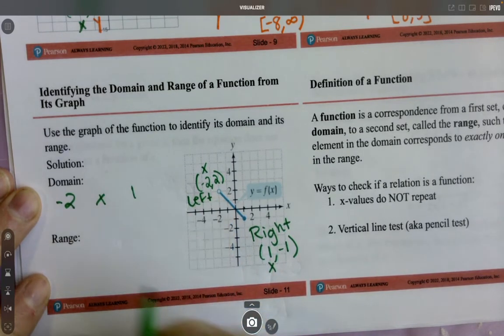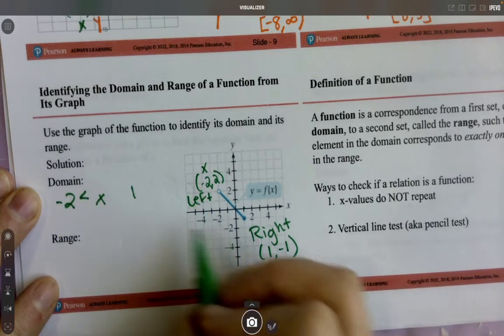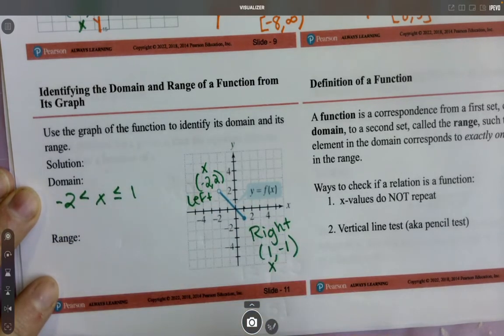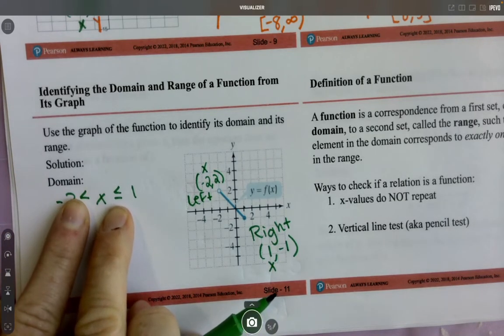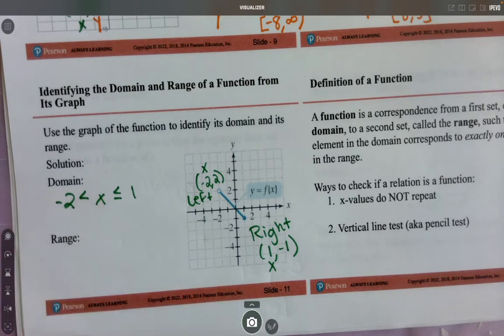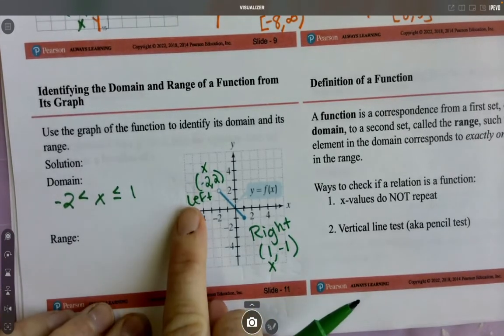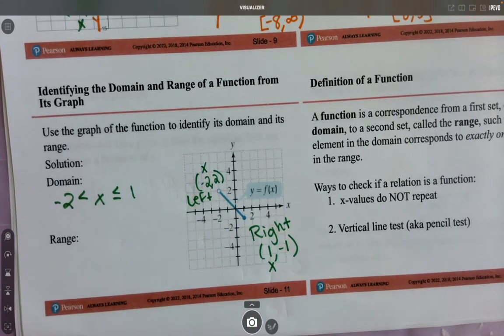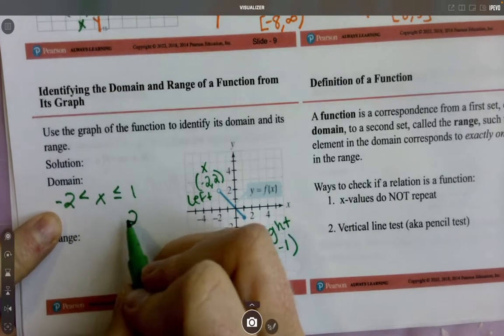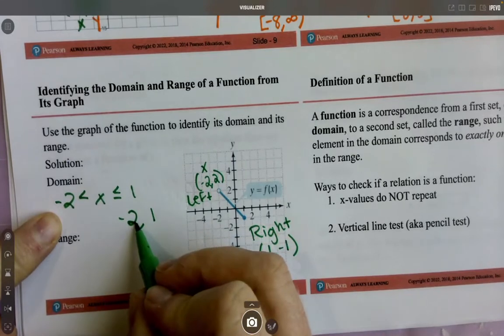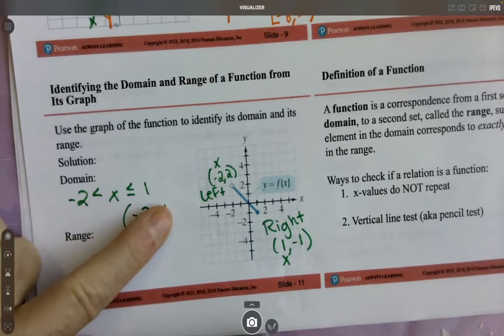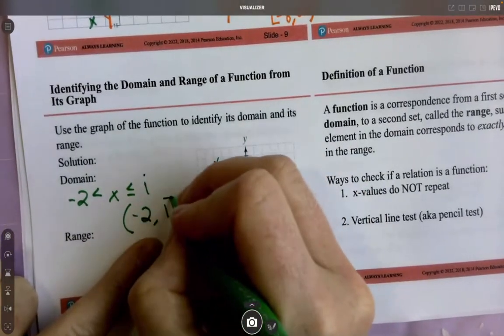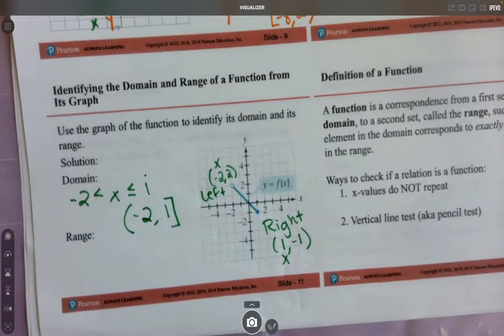Then we have an open circle, so it's just going to be less than. Closed circle is going to be less than or equal to. And we always go least to greatest, and that's why we use the less than or equal to. Always go least to greatest. In this case, with domain, we go left to right. With range, we go low to high. So we would write this as -2, 1. This is a parenthesis because it's just less than. This is a bracket because it's or equal to.